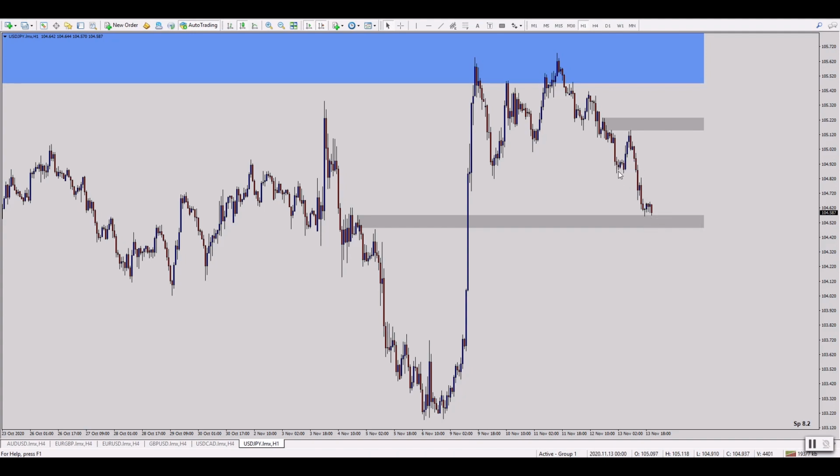Now you could say, isn't this a demand zone? Not really, because look, all it did was go straight up to this supply. If it had consumed this supply, I would say that was important demand, but it didn't do that, so it's not important demand.